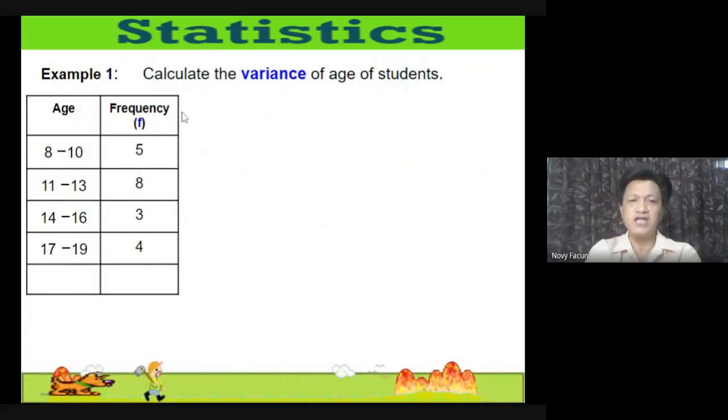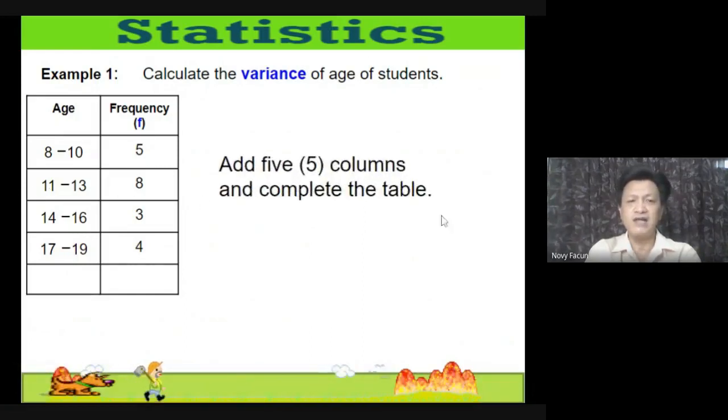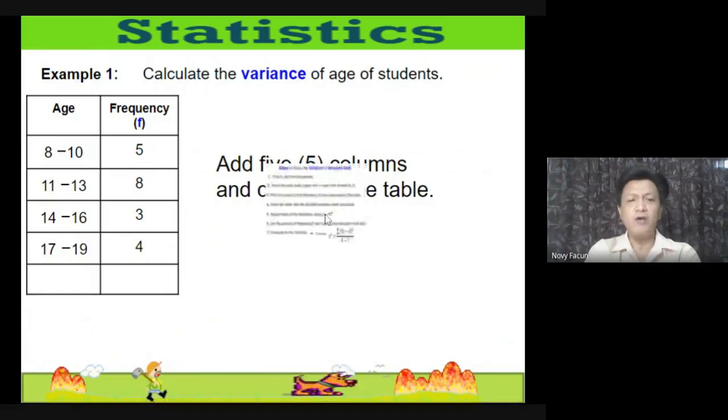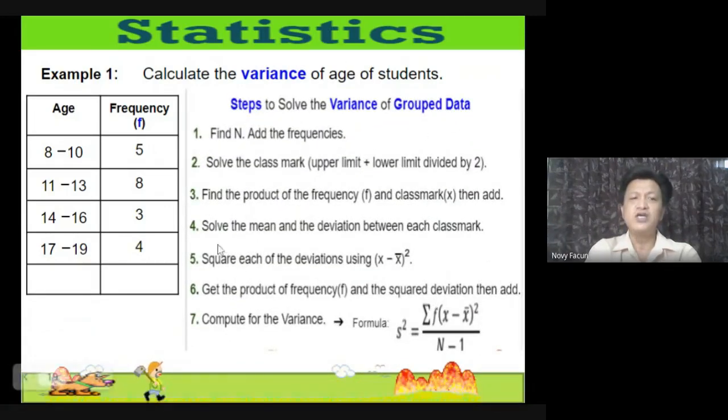Okay, so with that, let's have example number 1. Calculate the variance of age of students. Kung mapapansin natin, same lang yung given natin sa mean division para ma-compare natin. Okay, so given the age of the students, interval, and the frequency, ano yung gagawin natin? Mag-add tayo ng 5 columns. Take note of that. Kung sa mean division 4 columns yung in-add natin, dito po ay 5 columns. And then, complete the table. And of course, sundan natin yung steps.